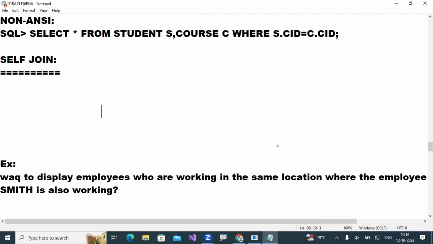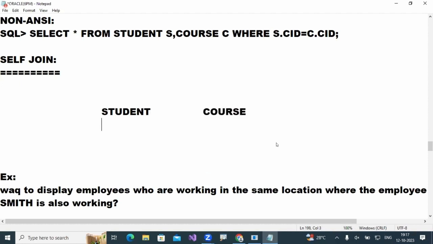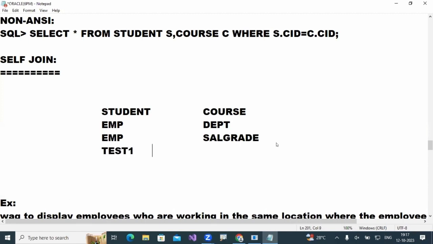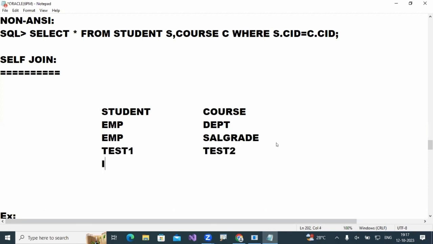What did we do so far? We compared the student table with the course table, the EMP table with the DEPT table, the EMP table with the SALGRADE table, the test1 table with test2, and the items1 table with items2. In my examples, how many tables did we use in total? Nine tables we implemented in this concept so far.